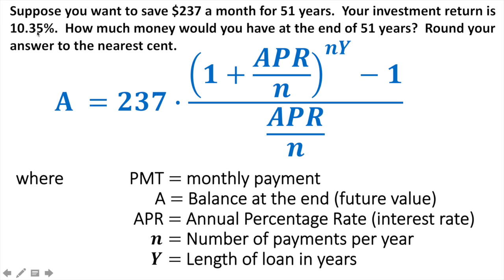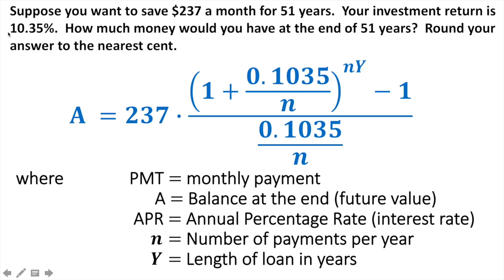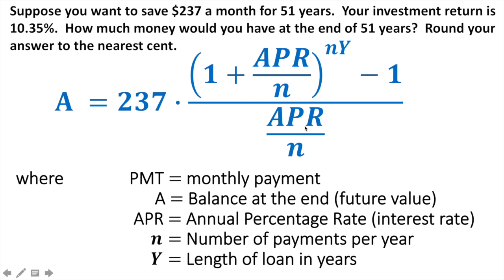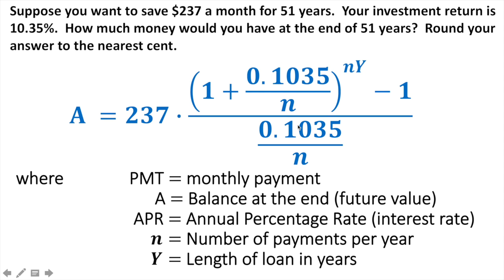APR we know, 10.35%. If we converted that to a decimal, remember when we're converting a percent to a decimal, we move it over two places. So I'm going to move my decimal over right in front of the 1. So my APR would be 0.1035. And notice how that comes into two spots. Let's back up just a little. APR is in two different locations. We need to make sure that when we update that, it'll go into two different locations.